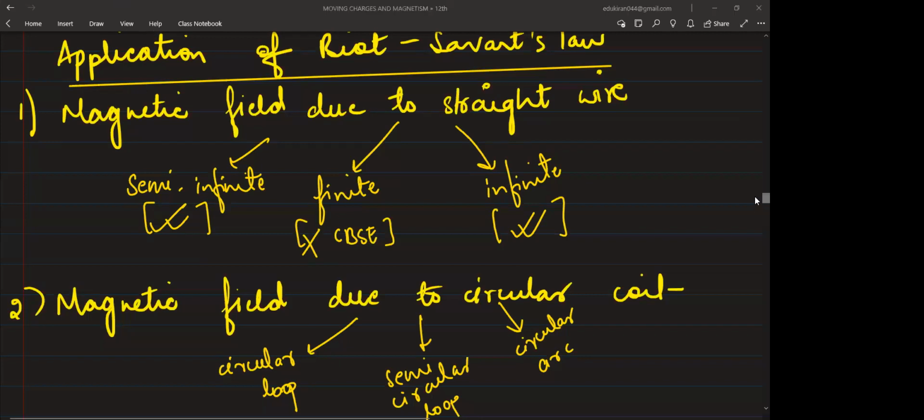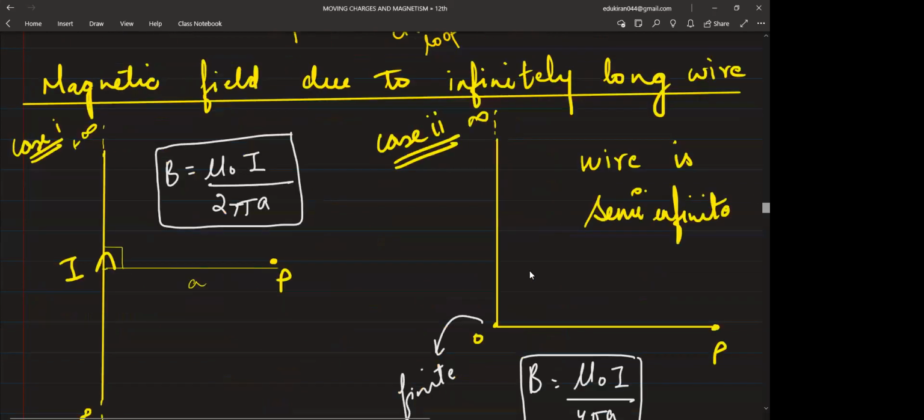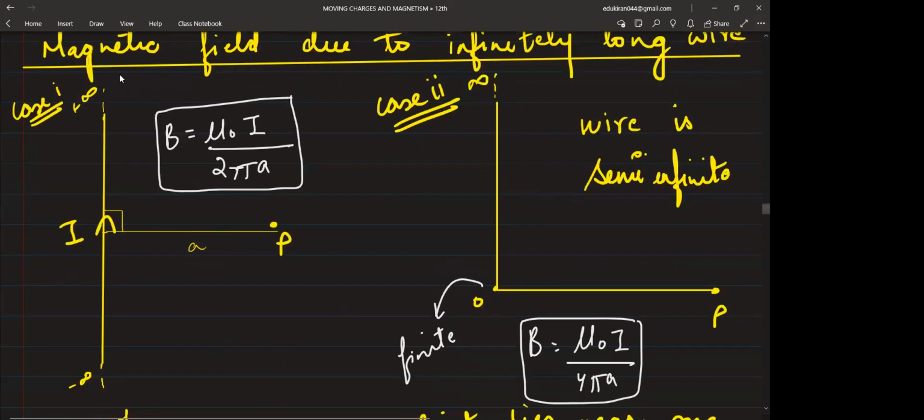Okay, then, we'll start with a straight wire. Two formulas you have to remember. Now, firstly, what is an infinitely long wire? Infinitely long wire means, look at the first case, the wire is extending at both ends to infinity, going to plus infinity on one side and to minus infinity on the other. Fine, current I is flowing.